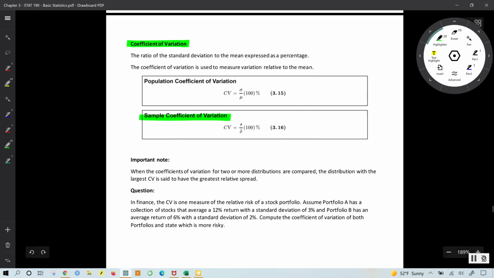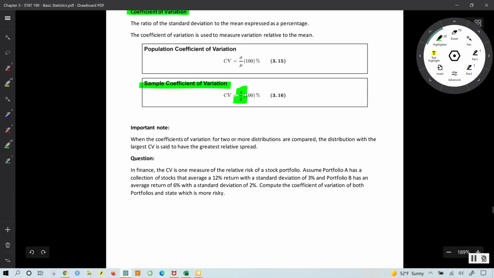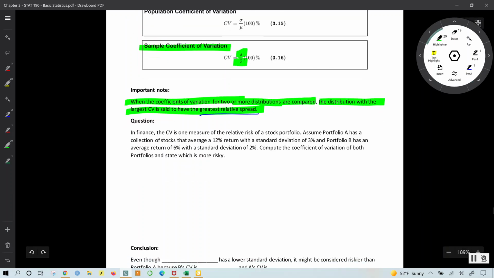The sample coefficient of variation is simply the sample standard deviation divided by the sample mean. So you see, when the coefficients of variation for two or more distributions are compared, the distribution with the largest coefficient of variation is said to have the greatest relative spread to the center of measure. So, we take a question here.